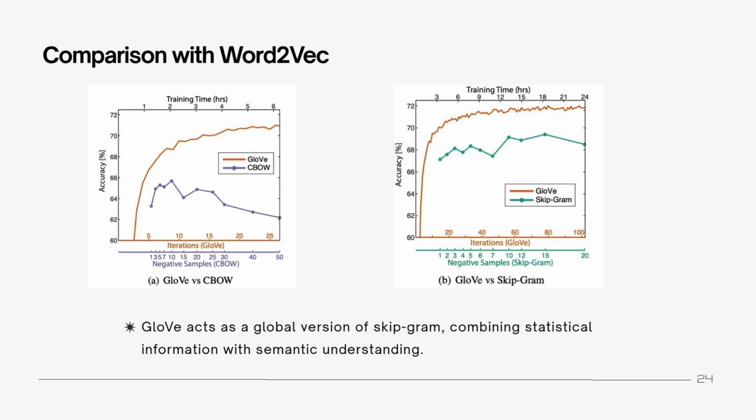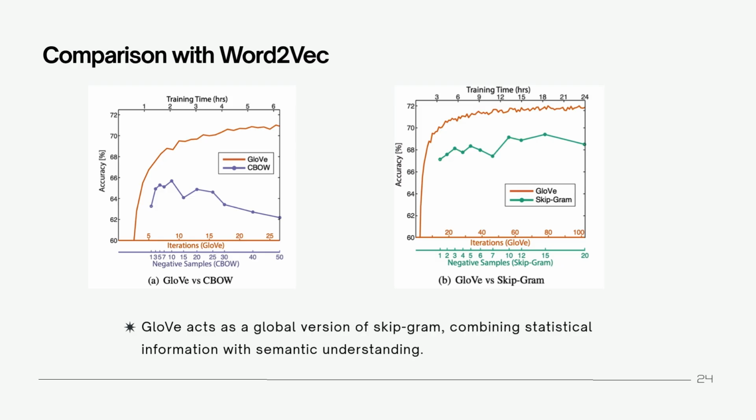Another important observation is that GloVe maintains stable performance even as training continues, whereas the other models depend more heavily on tuning parameters like negative sampling. So, what this tells us is that GloVe benefits from using global co-occurrence information, which gives it a more reliable understanding of word relationships instead of relying only on local predictions. And this leads to the key takeaway written below.